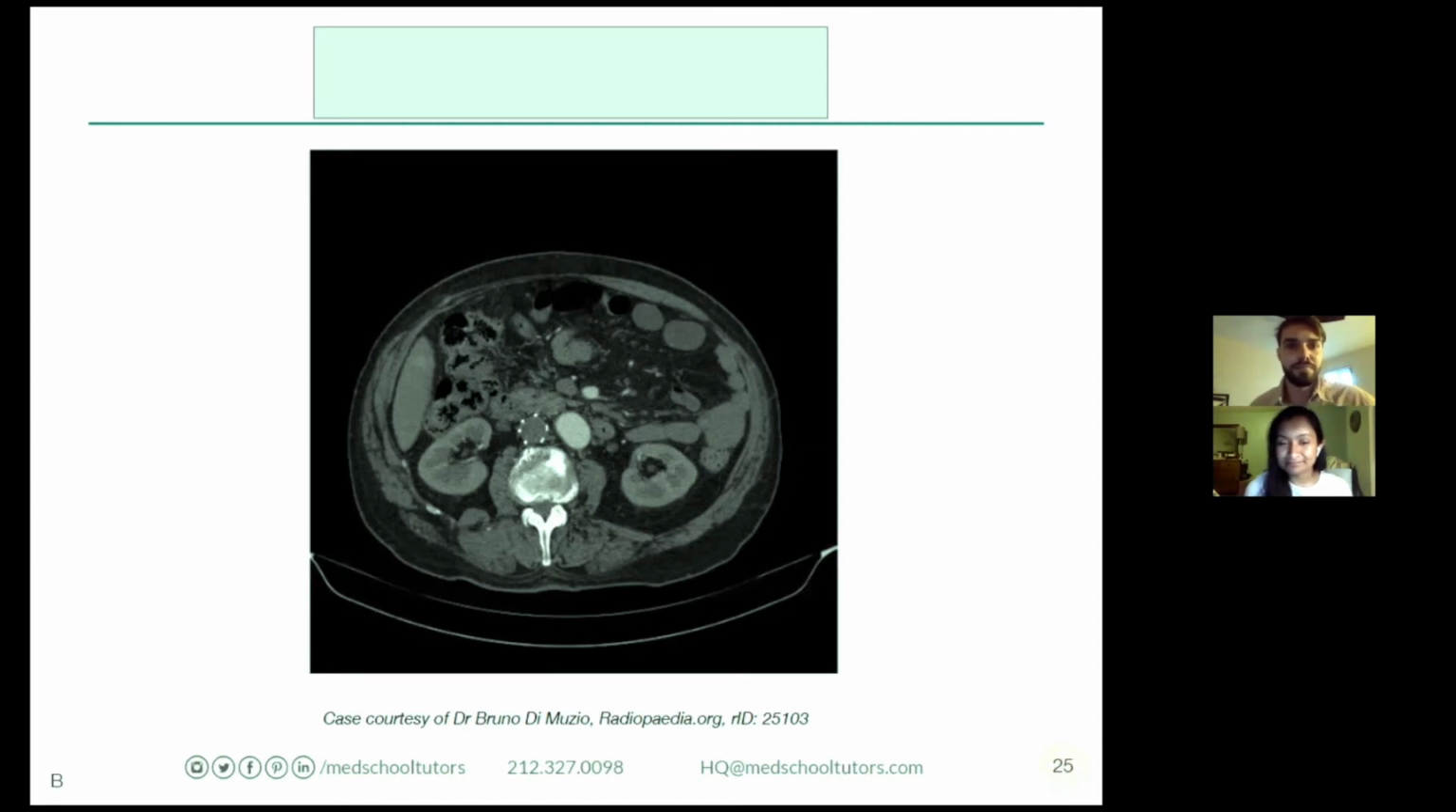Absolutely. All right. Definitely. So our next case, I'm in the abdomen again. And so my feet again are coming towards me, so the left side of the screen is the right of the image.